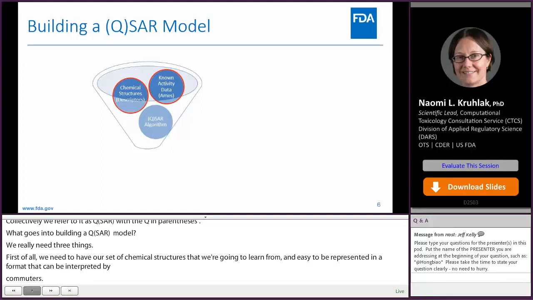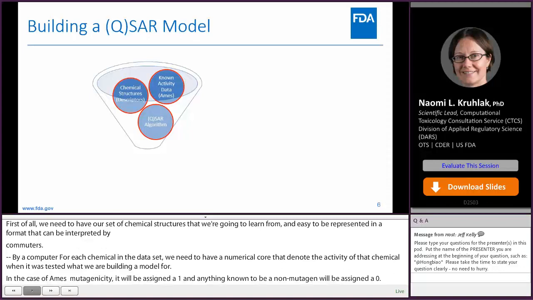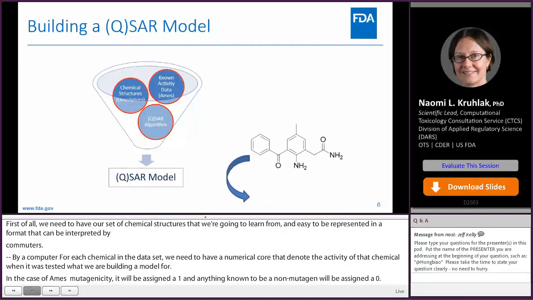So in the case of Ames mutagenicity, any molecule that was tested and shown to be a mutagen will be assigned a 1, and anything that was shown to be a non-mutagen will be assigned a 0. We then apply our QSAR algorithm or method for extracting those patterns, and we can pull out both the structural alerts as well as the mitigating features and store that information as our QSAR model.